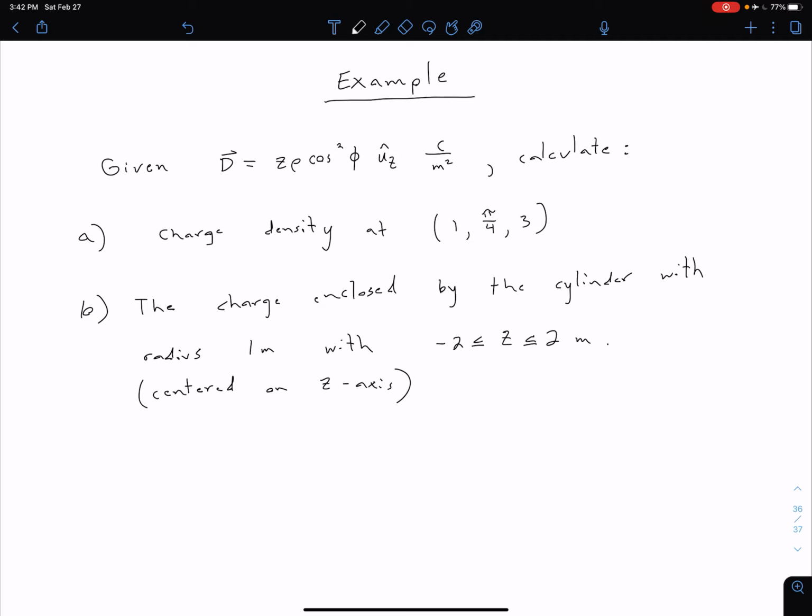And in part B, we want to calculate the charge enclosed by some cylinder, which is centered on the z-axis with radius of 1 meter and top at 2 meters, bottom at -2 meters.